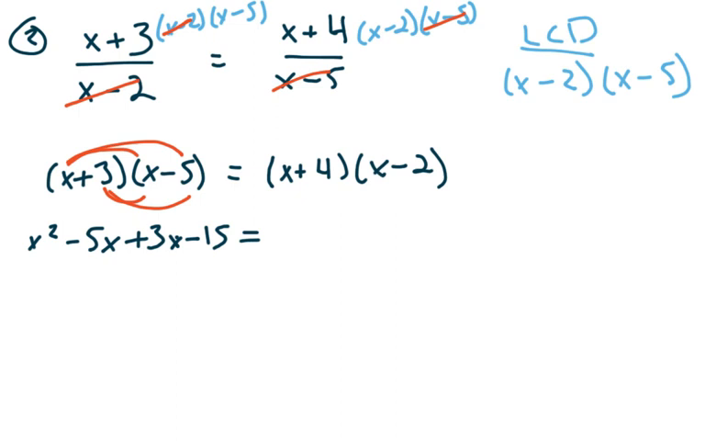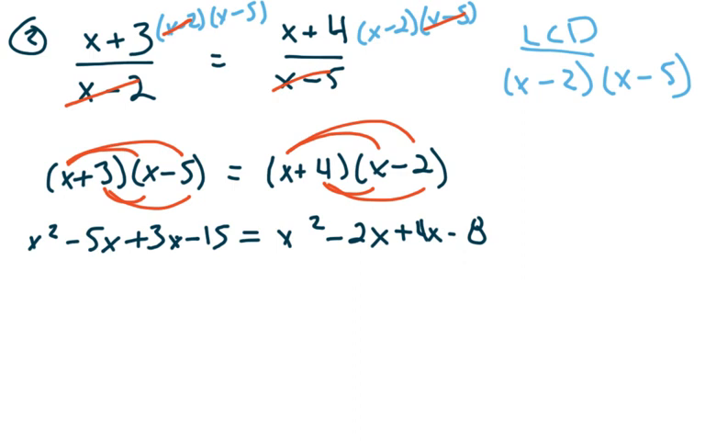We need to do the same thing with the right side of our equation, so we'll distribute the x to each term and distribute the positive 4 to each term. So x times x will give me x squared. X times negative 2 will give me negative 2x, plus 4x minus 8.